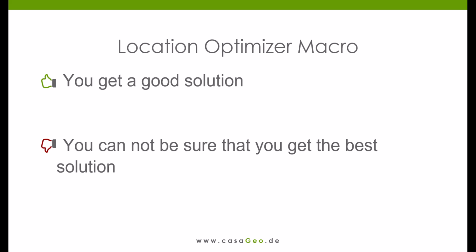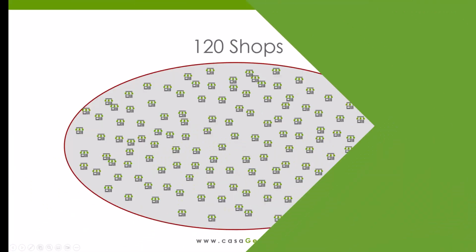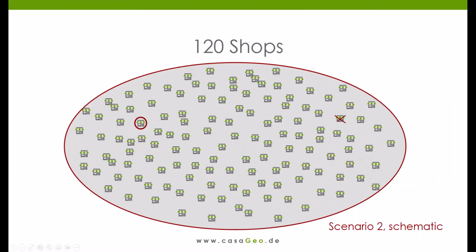The disadvantage is not so obvious but important to know. The macro will deliver a result that is the best under the chosen starting conditions. However, it does not have to be the best solution overall. If we change the starting conditions, the result can also change. Practically, this means that you should run the macro several times and then select the solution that gives the best result. But this does not mean that you will get the best solution if you run the macro often enough.